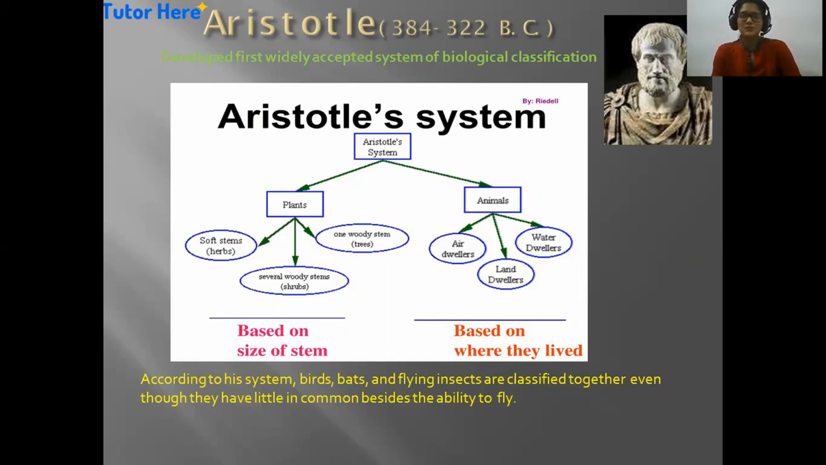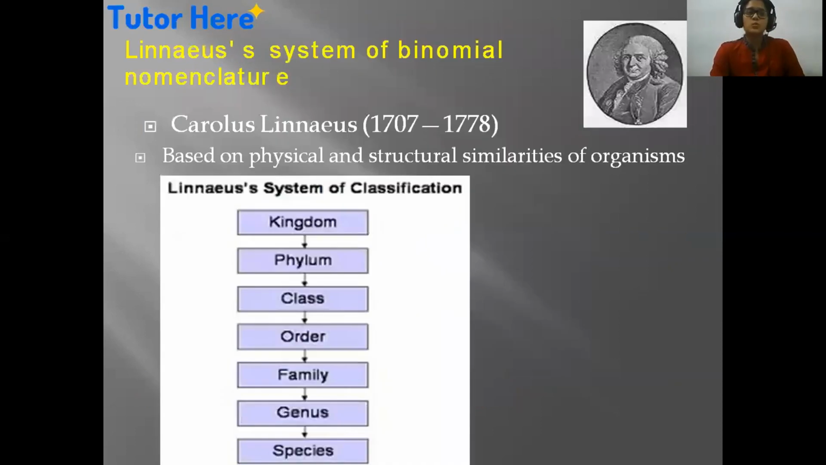For animals, Aristotle classified them on the basis of their habitat, that is where they lived, either in air, land, or water. But he could not answer why other air dwellers such as penguins could not fly. So where will he differentiate them into which category? So that was the question about his type of classification.